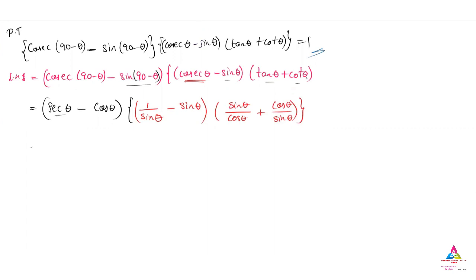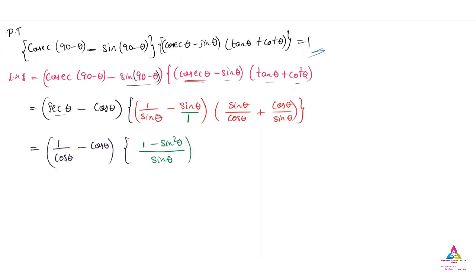Everything we have converted in terms of sine and cos, leaving the first one, that is the secant. That also we will do now. Secant theta can be written as 1 by cos theta, and that is minus cos theta. And next, everything we can multiply and find the answer. That is nothing but taking the LCM. So sine theta is the LCM: 1 into 1 is 1, minus sine into sine is sine square theta.